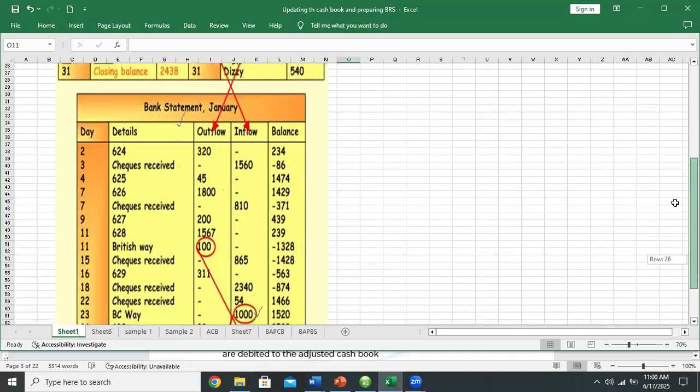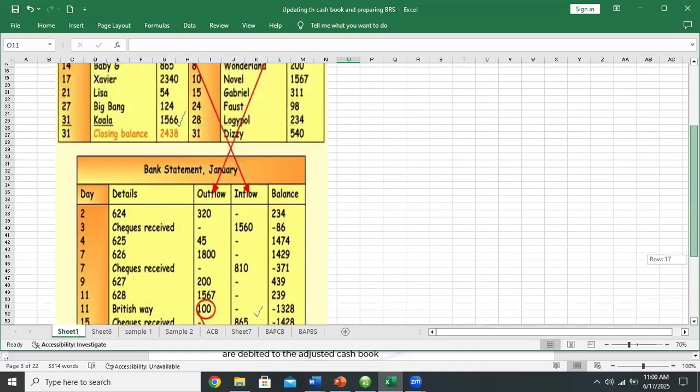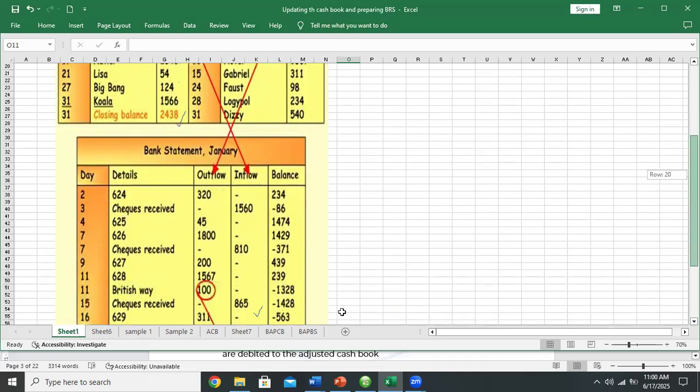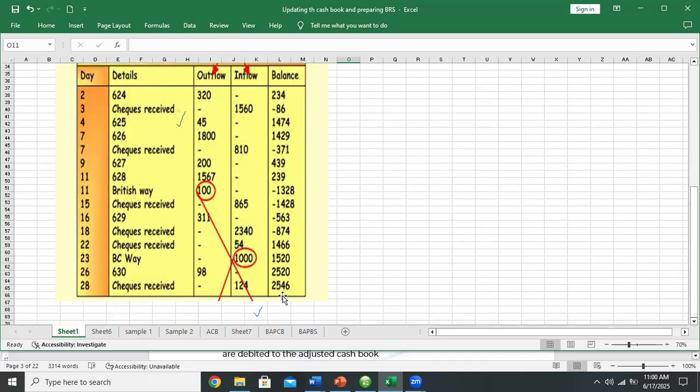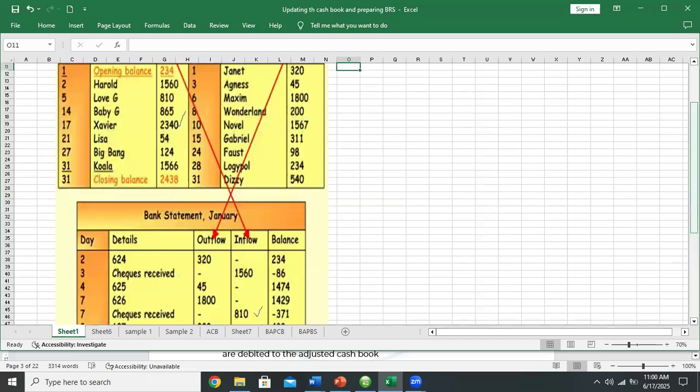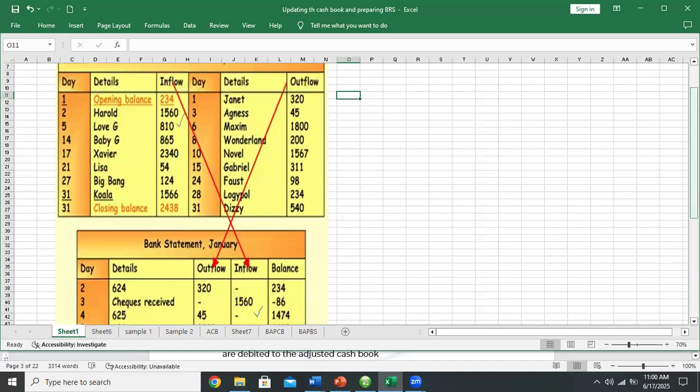Now, you appreciate that because of these reasons, the closing balance on your cash book, 2,438, is different from the closing balance on the bank statement, 2,546. And we've just identified that a check from Koala has not been credited by the bank. Okay. Now, the opposite is for the unpresented check.